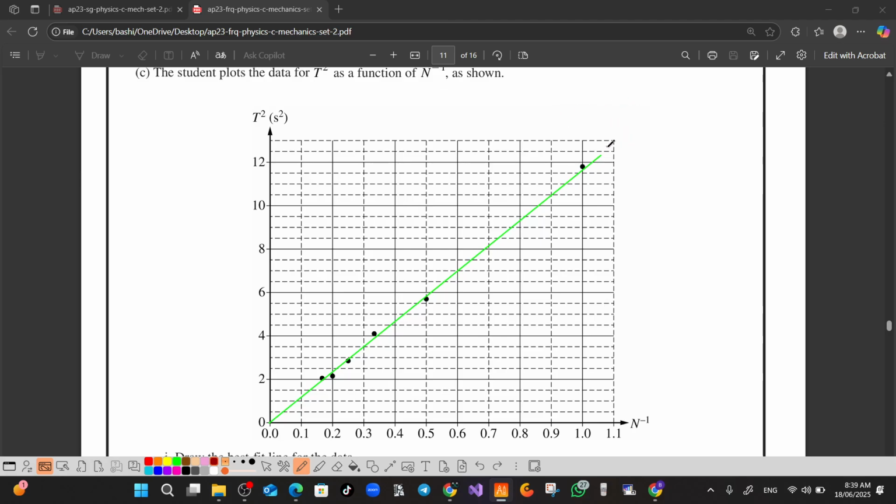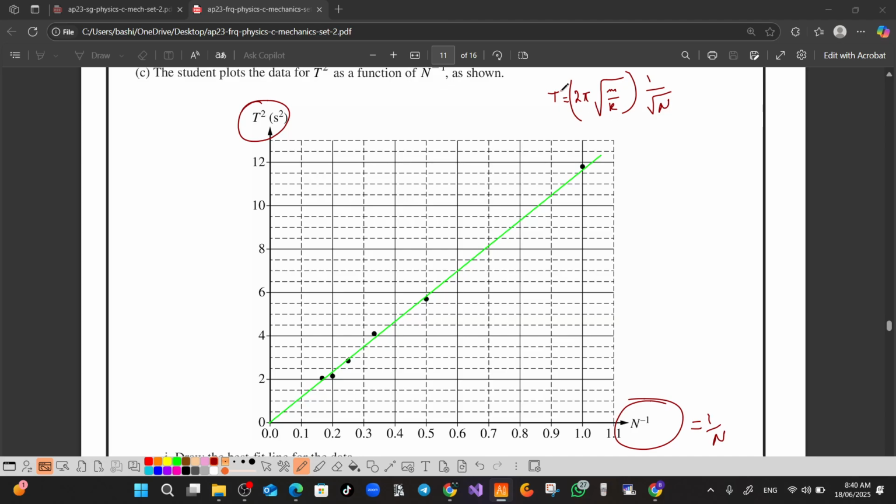Now, to do that, we should recall the formula that we got. T is equal to 2 pi radical m over k multiplied by 1 over radical n. Now the thing is, here we must see t squared in terms of n minus 1 or 1 over n. So let me modify the equation in order to obtain t squared and 1 over n.